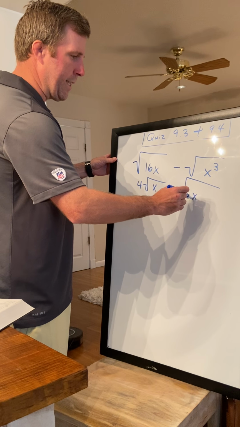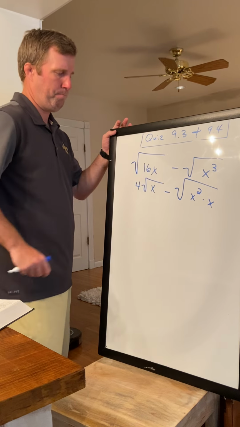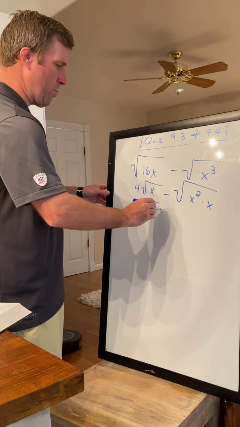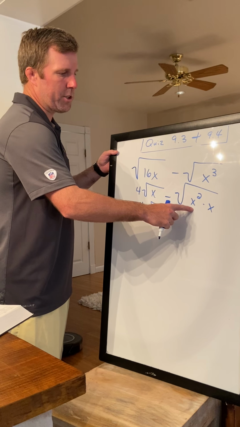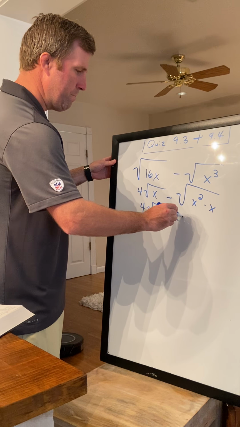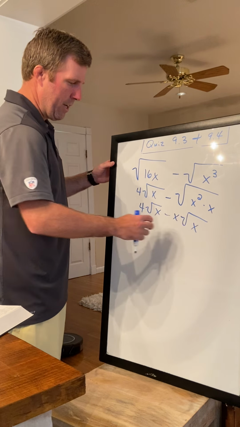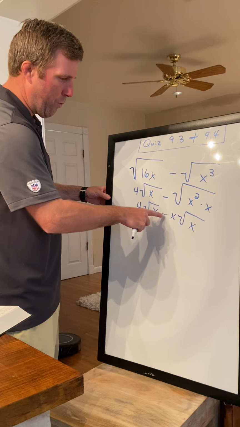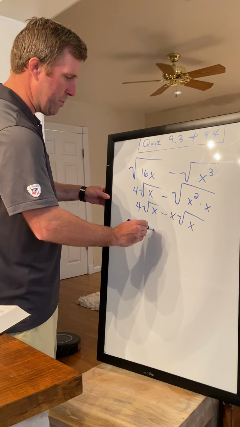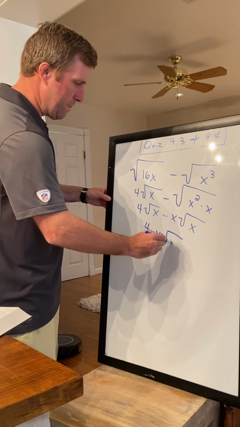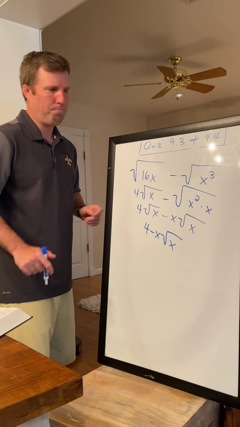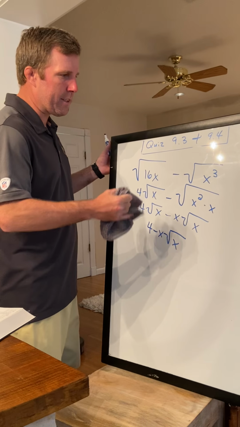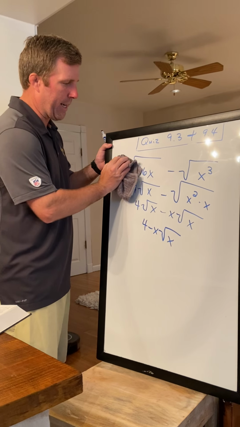We subtract 1 and break it down into x squared times x. Over here, I can't do anything. 4 times the square root of x minus. The square root of x squared is x. Bring it out front. That x stays there. Now look, same index, same radicand. The issue I have is I can't do 4 minus x because they're unlike terms. So I leave it as that. Okay? Remember to add or subtract radicals, same index, same radicand.